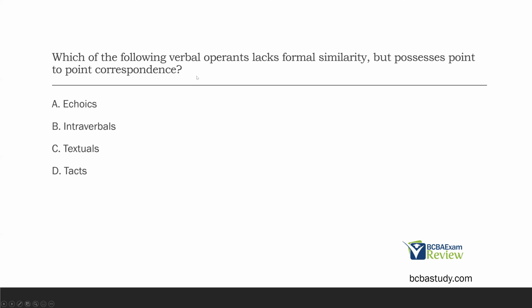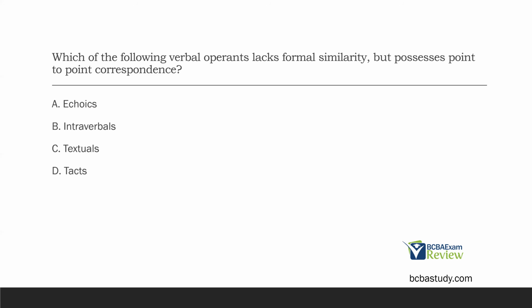Which of the following verbal operants lacks formal similarity, but possesses point-to-point correspondence? Verbal operant question. What do you need to know? What evokes it? What reinforces it? Does it have formal similarity? Does it have point-to-point correspondence? Formal similarity, how it looks. So, for example, spoken and spoken, formal similarity. Written and written, formal similarity. Spoken and written, not formal similarity. It's what it looks like.